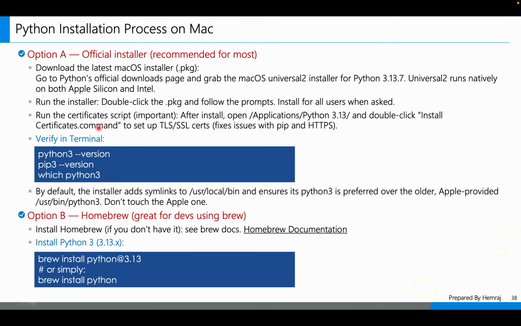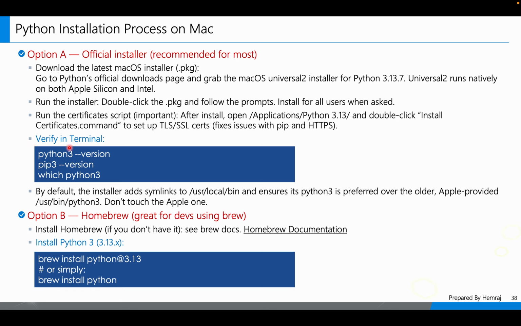Now move to the Python installation process on Mac. This slide shows you the Python installation process on Mac, right? So we also have a number of ways to install Python on Mac systems. Option A is the official installer, recommended for most. It is the same thing: go to the official website of Python, download the installer, run it and click OK. It will be installed. That is very simple, nothing like any other software or apps, right?